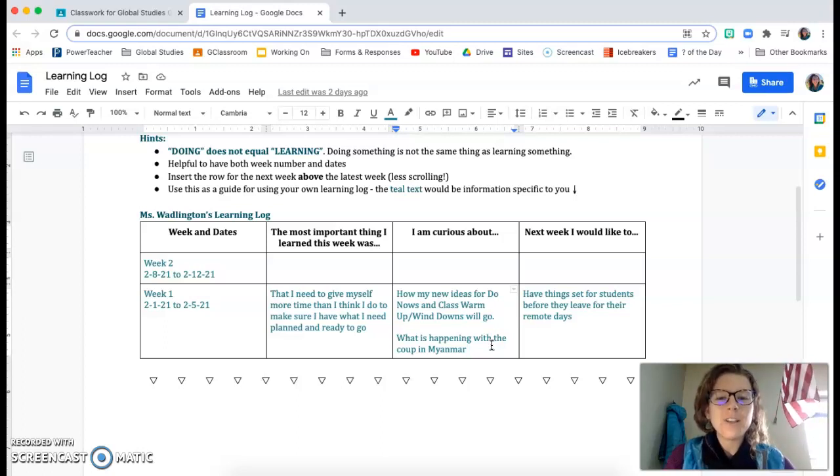And secondly, I'm curious about what is happening with the coup in Myanmar. That's a current event that's happening. It's something that I know a little bit about, basic information, but I don't know a lot of details, so I'm just genuinely curious. I want to know what's going on. I want to know what has fed into this, what led up to it, what's the history behind it.